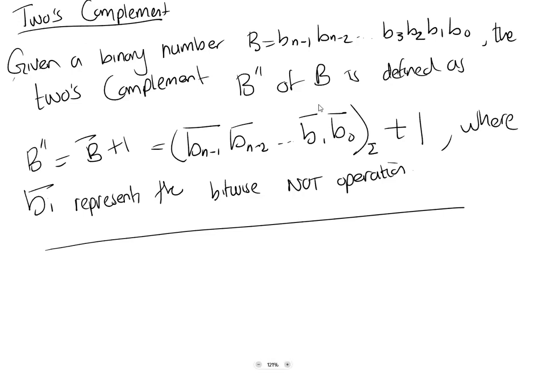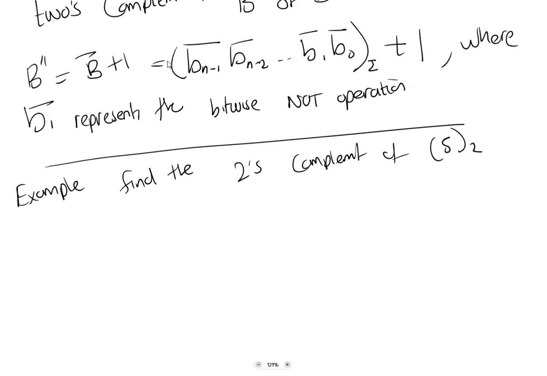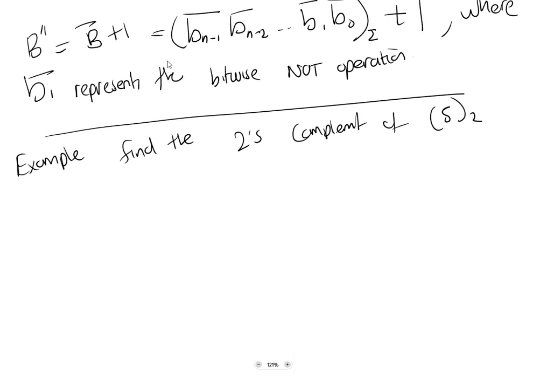Wonderful, this is really great. We've got a definition, and we can now do an example. Find the 2's complement of 5. So what is 5? We're using 8 bits, so 5 will be 0, 0, 0, 0, 0, 1, 0, 1. So what do we do? We flip the bits and add 1.